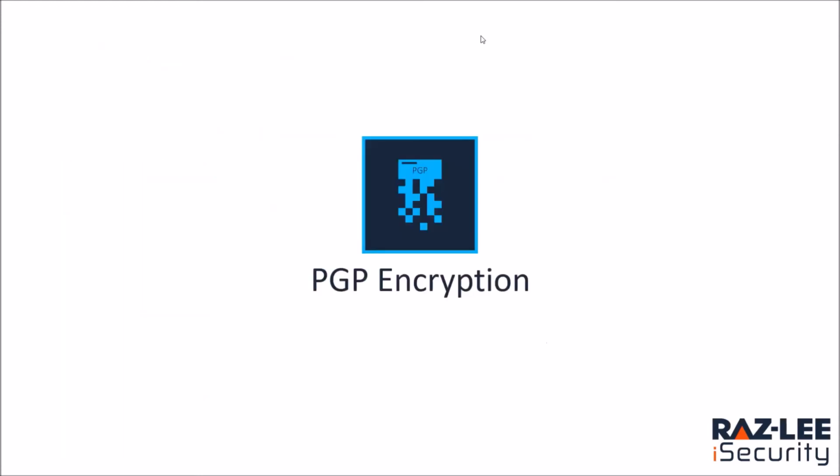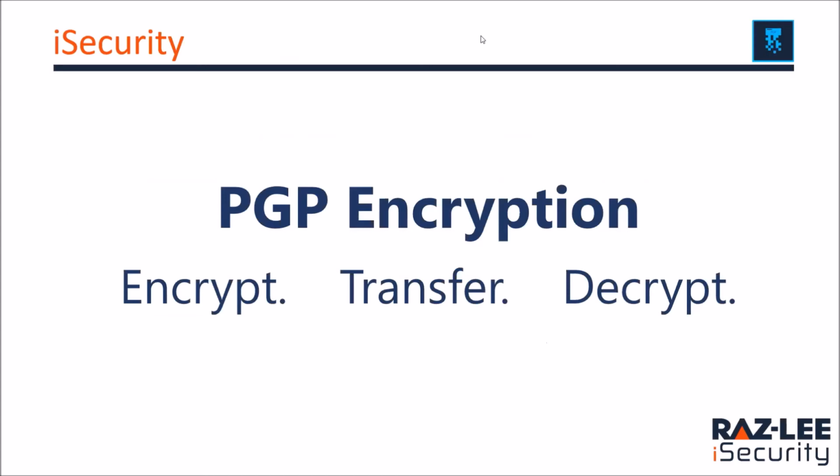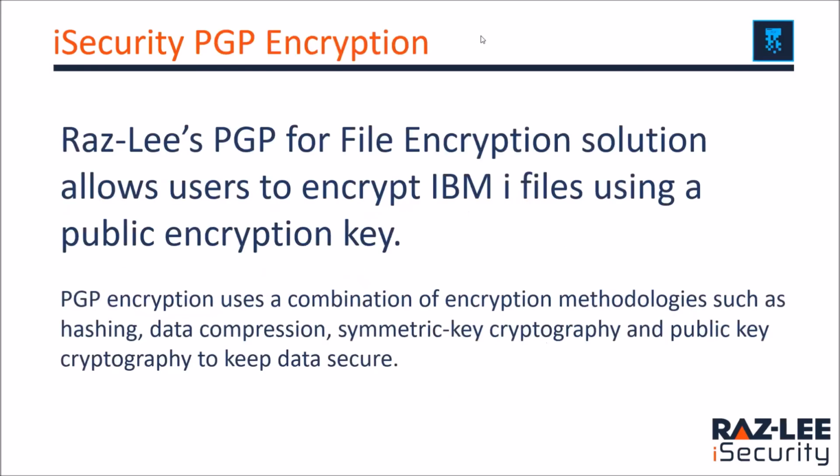Now we need to protect the data in transit. So we will use the iSecurity PGP encryption. This encrypts, transfers, and decrypts. As simple as that. So first, it encrypts IBM files using the public encryption.